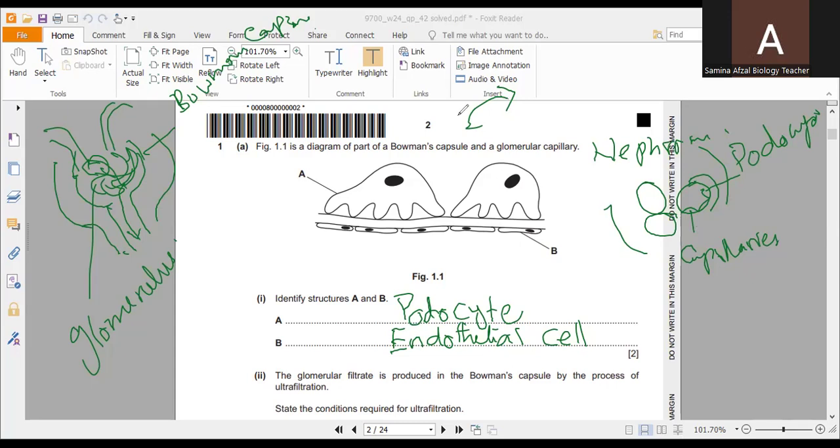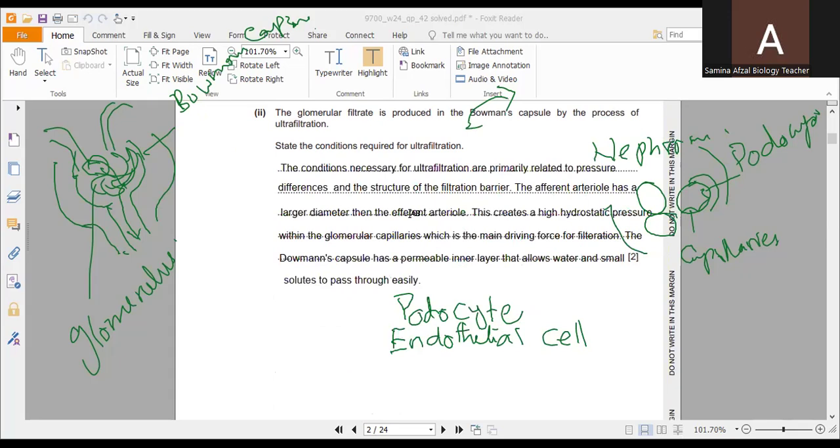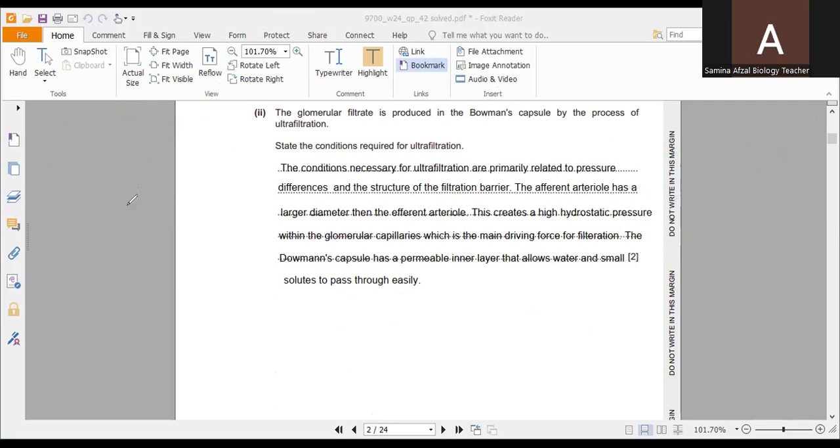Now we are moving towards the next question. For your convenience, the answers are already written, but I will explain all this. The glomerular filtrate is produced in the Bowman capsule by the process of ultrafiltration. State the conditions required for ultrafiltration. First of all, I would like to explain this.